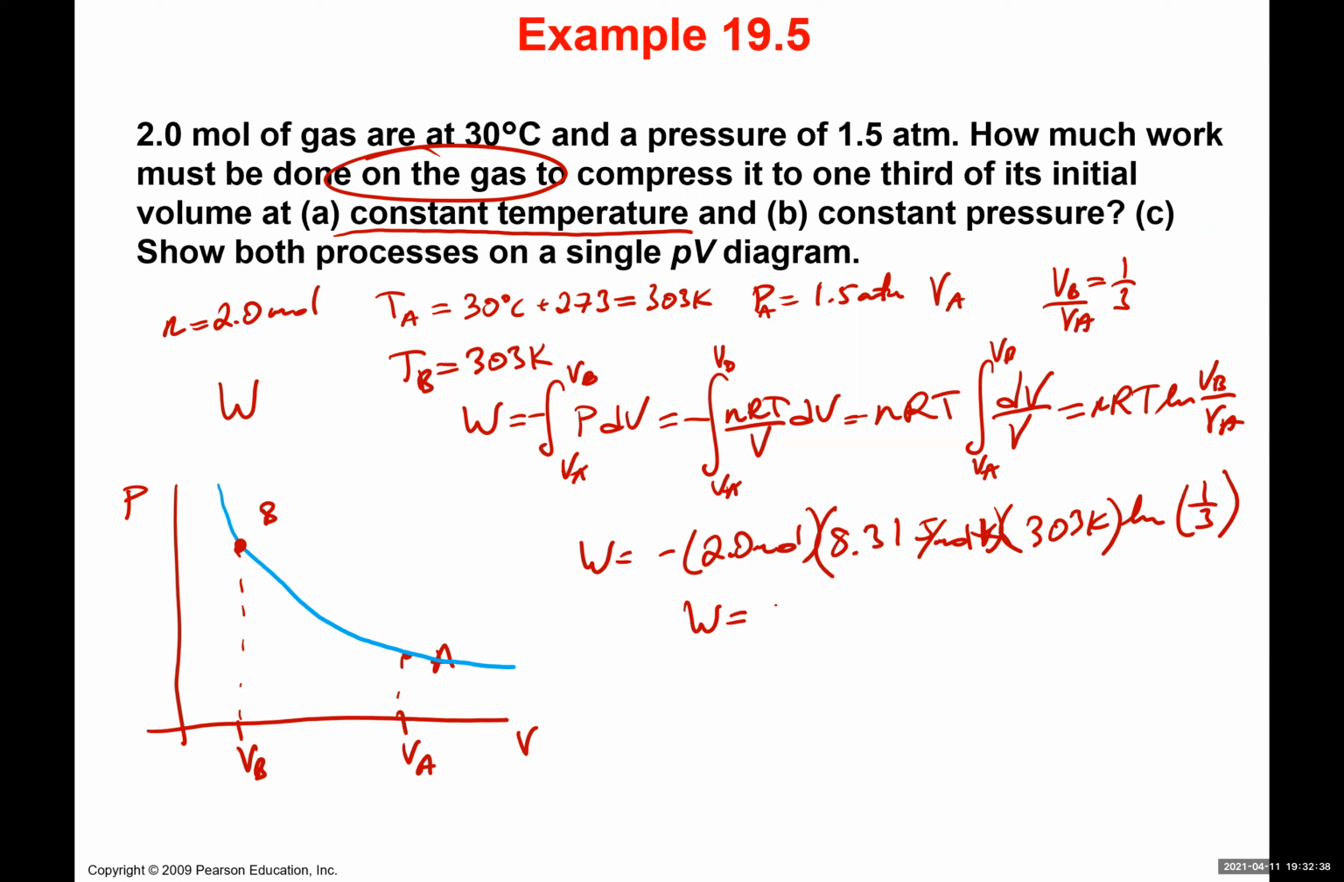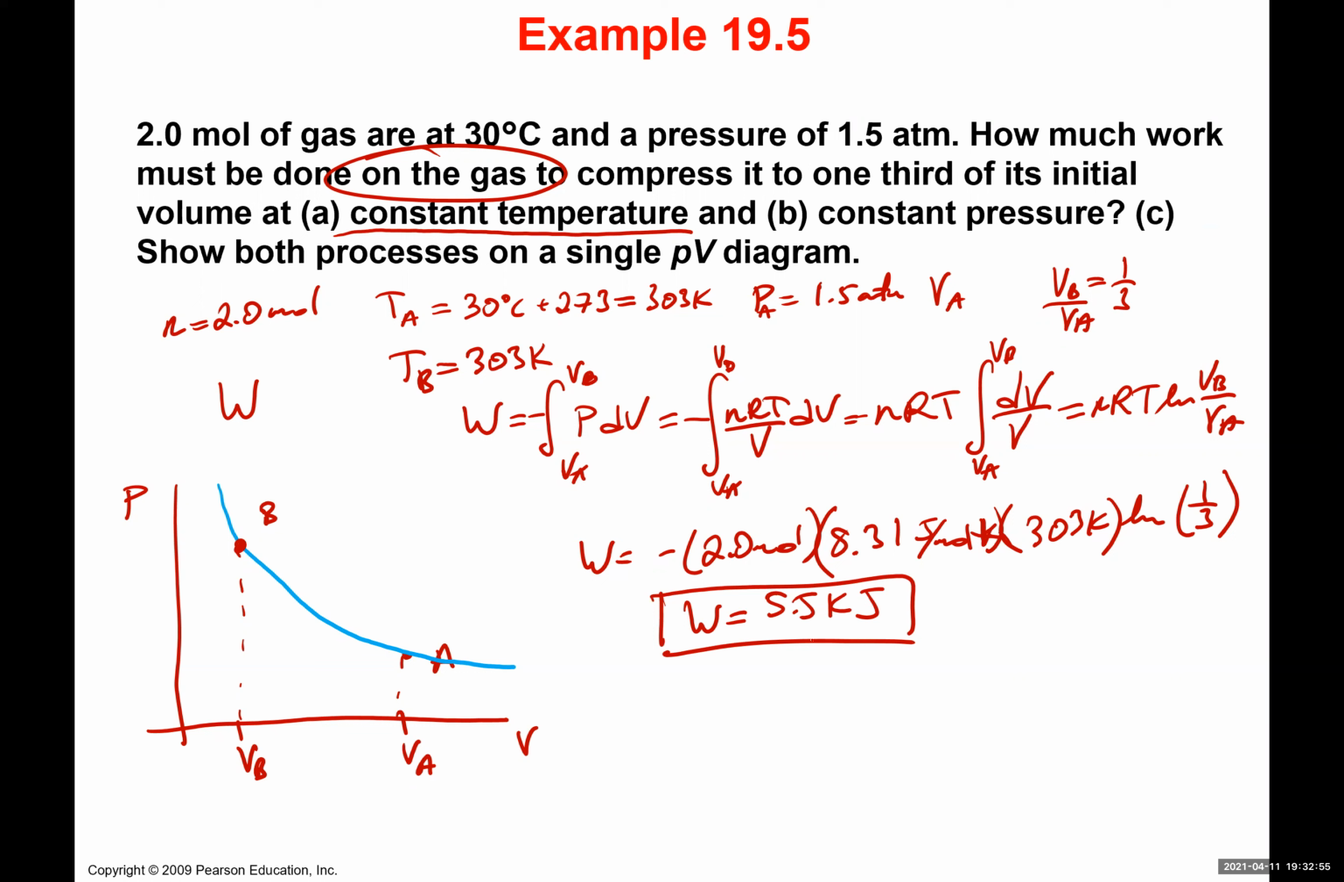So calculate the work done. We get 5.5 kilojoules, because if you do ln of 1/3, you're going to get a negative. It's going to cancel out, and you're going to get a positive value there. Okay, so this is for part A.